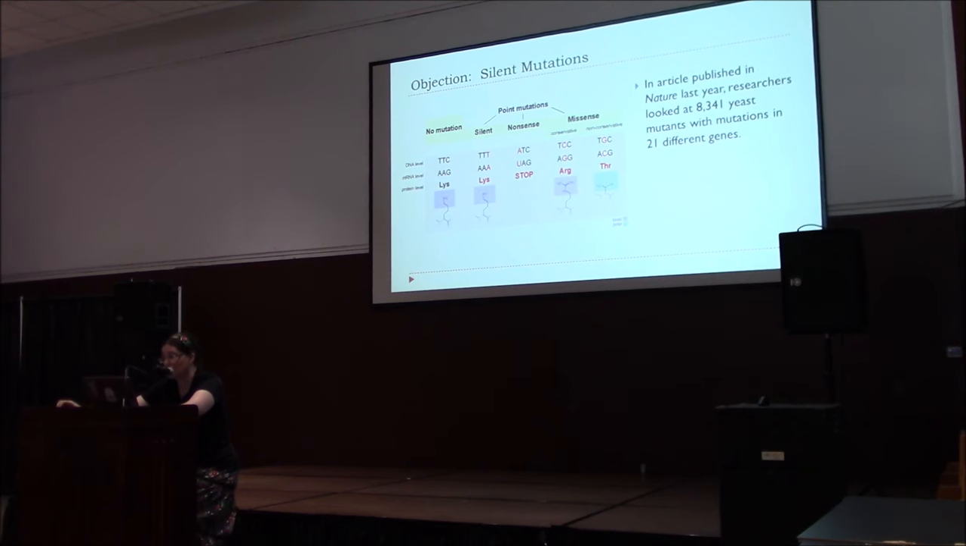They looked at 8,341 yeast mutants with mutations in 21 different genes, which is a very high N value, so we can have pretty high confidence in their conclusions because they're looking at a lot of data. And they reported that 76% of silent mutations were bad enough for the organism that they slowed the growth rate measurably. So the clearest data we have shows us that even the mutations we would theoretically think are harmless are bad for the organism at least three-quarters of the time. They're bad enough that we can measure how bad they are in the laboratory.